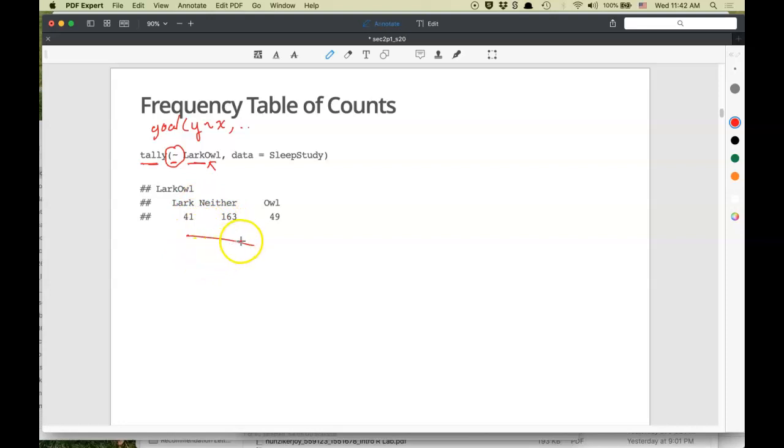Here's the output you get, pretty stark, but it tells how many in each category. Remember the hashtags here in the notes.